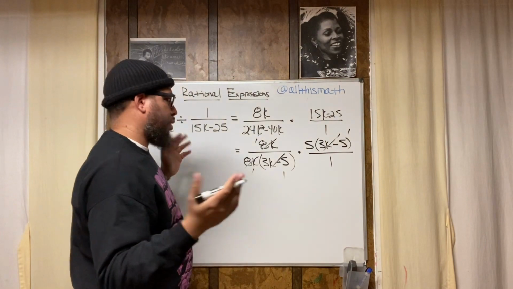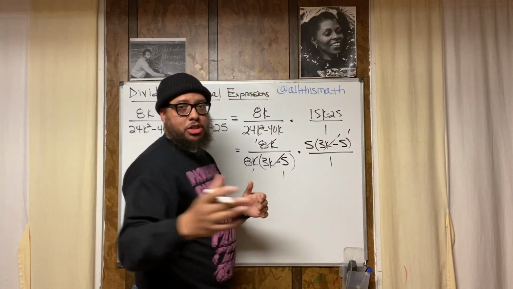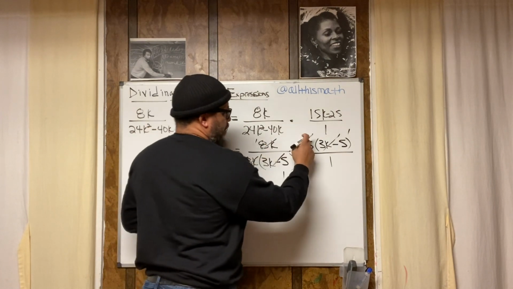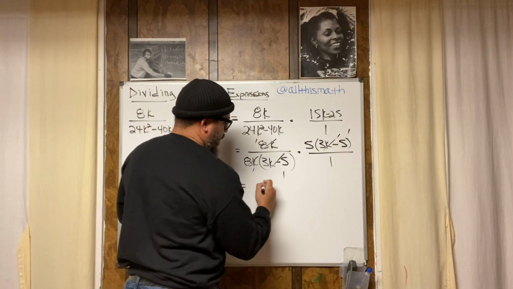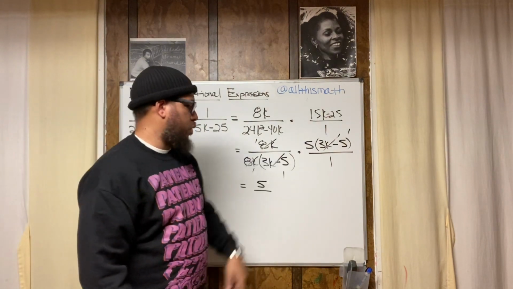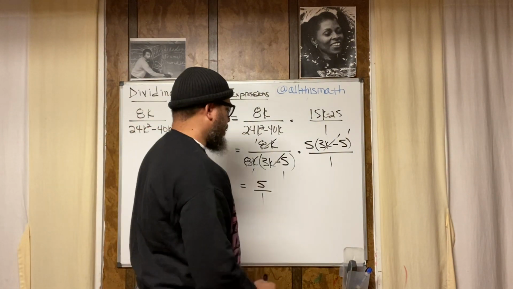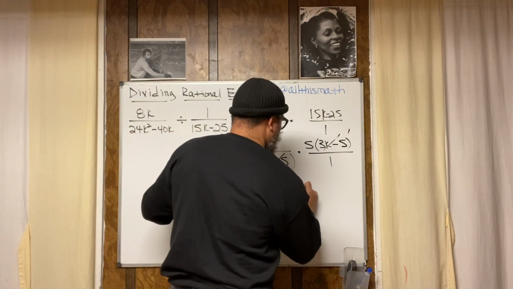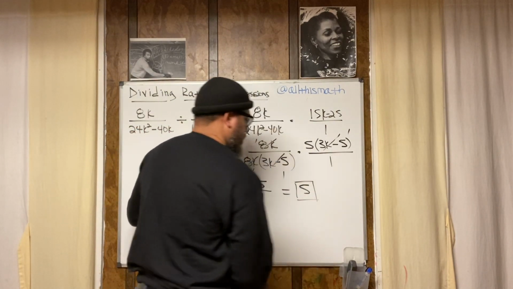What's left? Anything else? Nothing left. So now I do my multiplication. You're going to do 1 times 5 times 1. That's 5. Look at your denominators: 1 times 1 times 1. That's 1. We got 5 over 1. Let's reduce that. Equals 5.